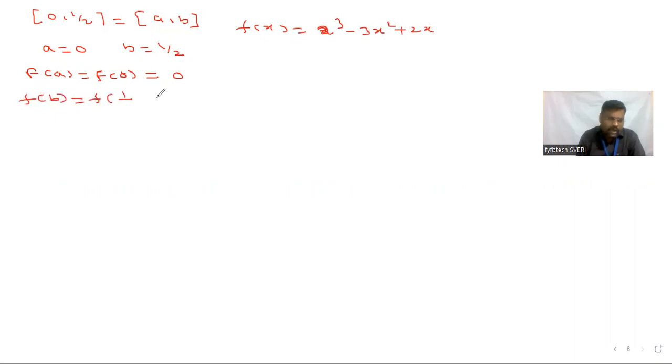Can you calculate f of 1 by 2? Yes. 1 by 8 minus 3 by 4 plus 1. 3 by 4, 8, 6, 2, 3. 3 by 8. Okay, f of b is 3 by 8. Just we have put the value.